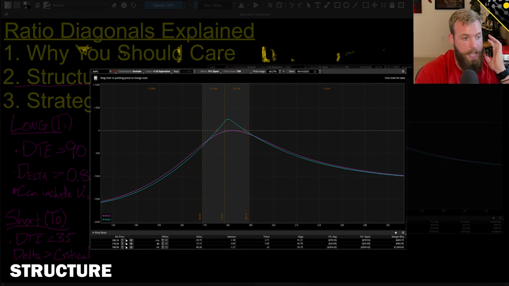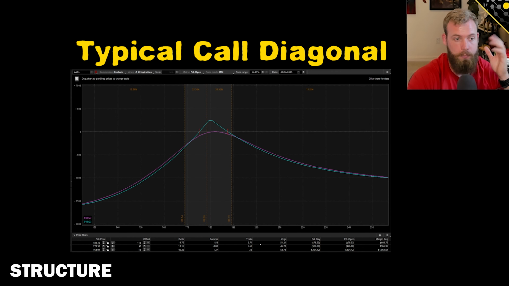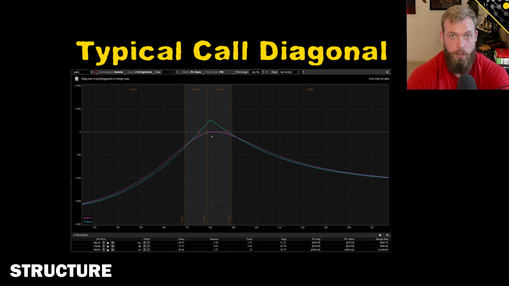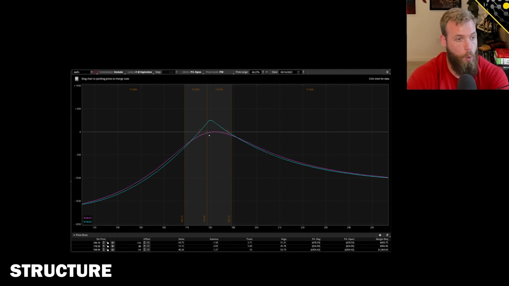This is a typical call diagonal. So this is further out in time. This is like 180 days out, but this is an at the money long call. And then in a shorter expiration, a short call. Notice how after you go up a certain amount, there's actually upside risk. This is a problem. If I'm trading a ratio call diagonal, I am bullish. I want it to go up. In this case, we run into a problem.